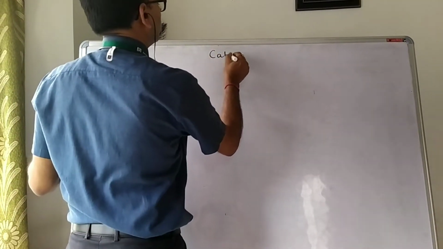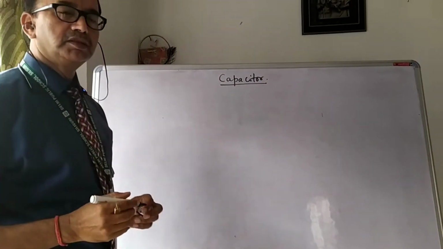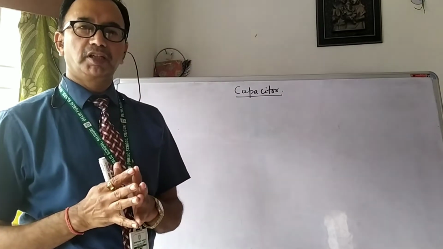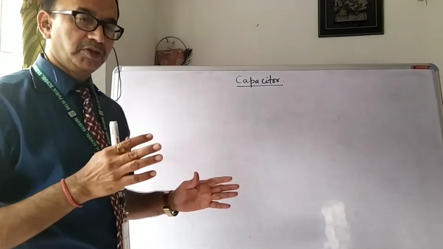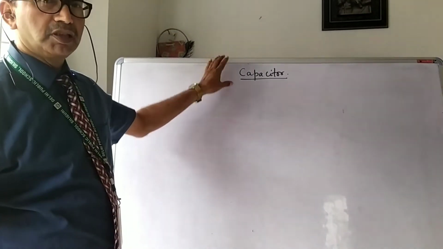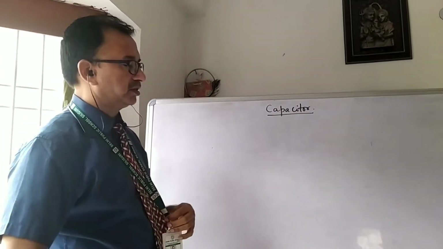So children, again we will learn about the capacitor. We have discussed the energy in a capacitor, so energy per unit volume, that is, the energy density. Today we will discuss how the dielectric behaves in a capacitor.